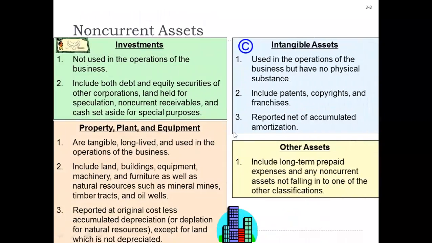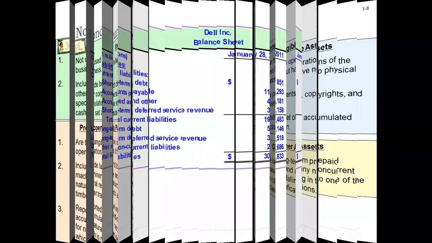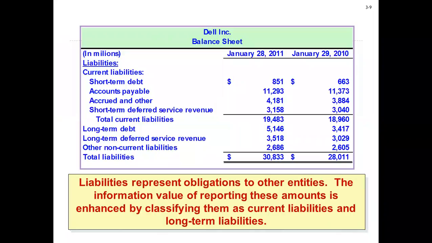And here's some specific definitions for some of those categories of non-current assets. And again, we'll look at these in greater detail in subsequent chapters. Here's the portion of the balance sheet related to liabilities. And as you remember, liabilities are obligations to other entities, so amounts owed to other companies or other entities.